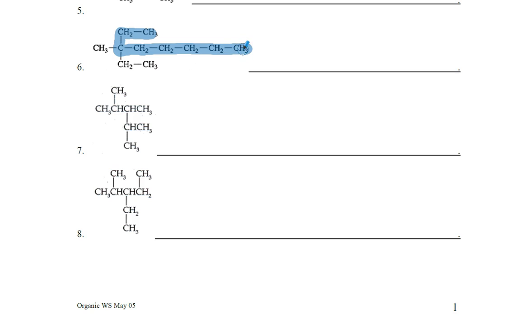It doesn't matter if you do the top one or the bottom one. They look pretty symmetrical. So the base name for 8 is octane. These are all single bonds. It looks like we have two branches. We've got that is a branch and that is a branch.